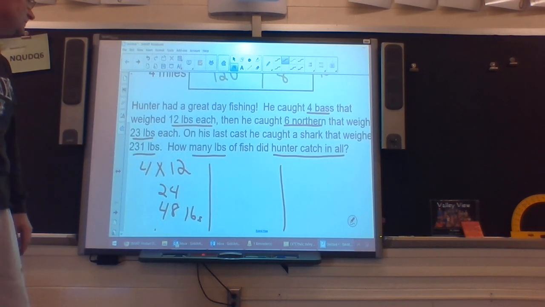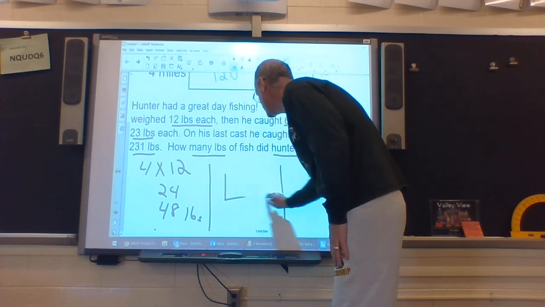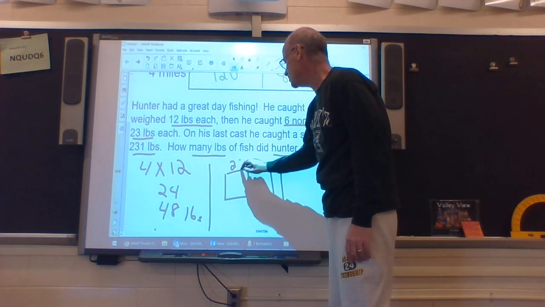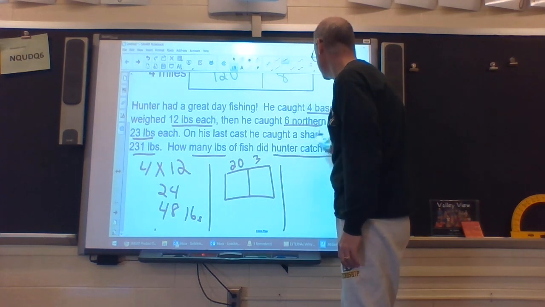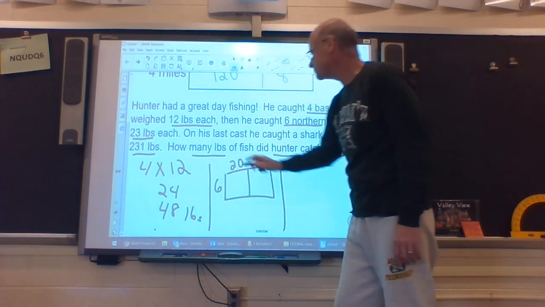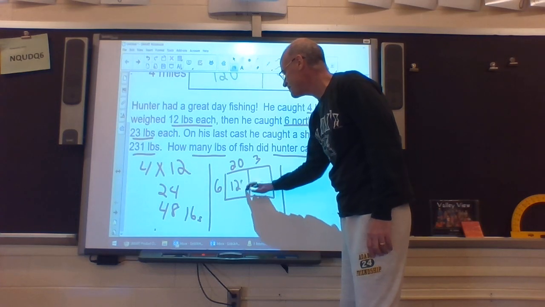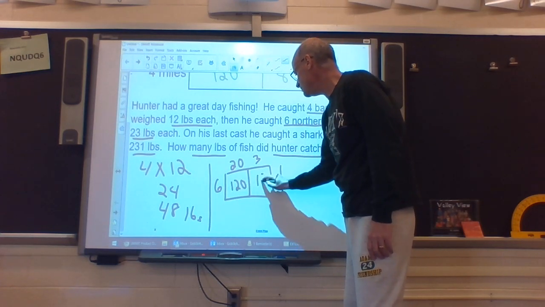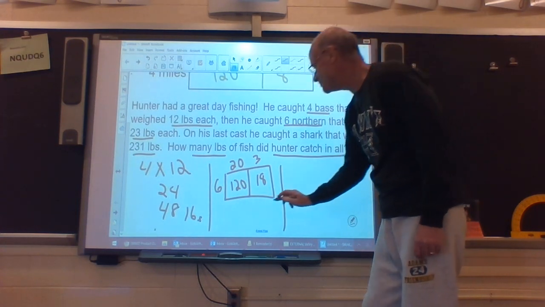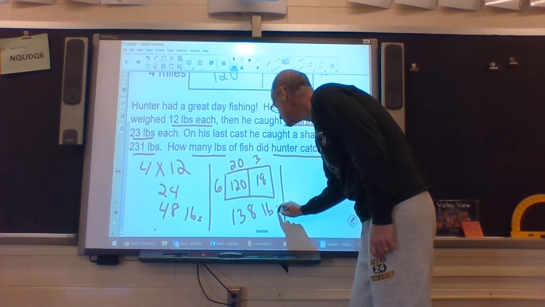Next, he caught 6 northern, 23 pounds each. Let's do area model, just like we just did up there. So I'm going to split that 23 into a 20 and a 3. And now I have 6 of those, so I'm going to put my 6 here. 6 times 2 is 12. Tack on that 0 for the placeholder. 6 times 3 is 18. So there I have to add 120 plus 18 is 138 pounds.